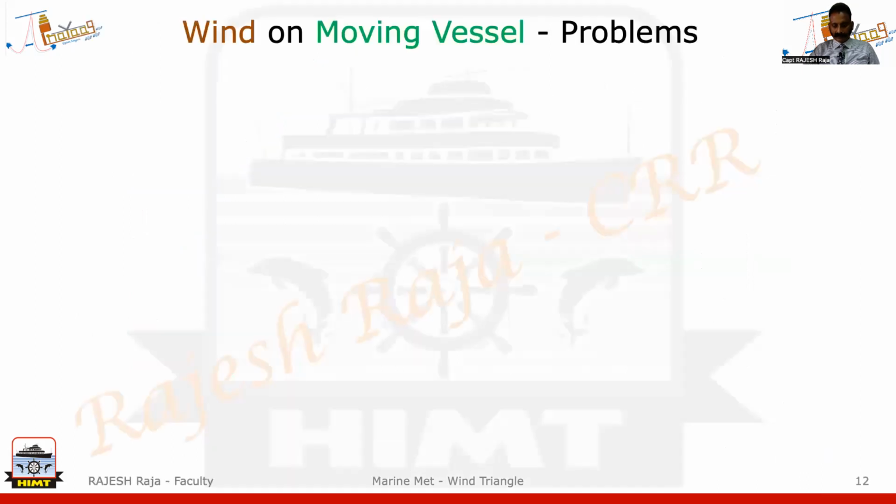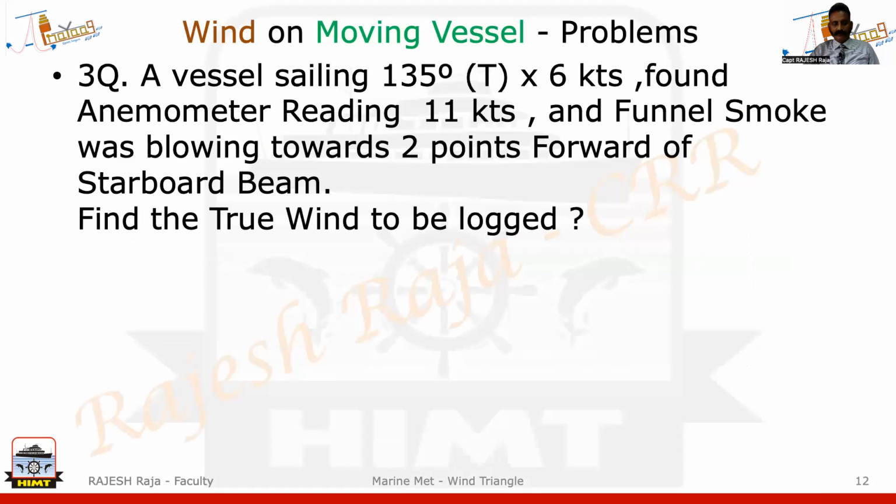Let me solve the last question. Again, it's quite different. You can see the vessel is given a course and speed. It says he found the anemometer reading as 11 knots. That means the reading on the scale was 11 knots. And then he says the funnel smoke was blowing towards 2 points forward of the starboard beam. Find the true wind to be logged.